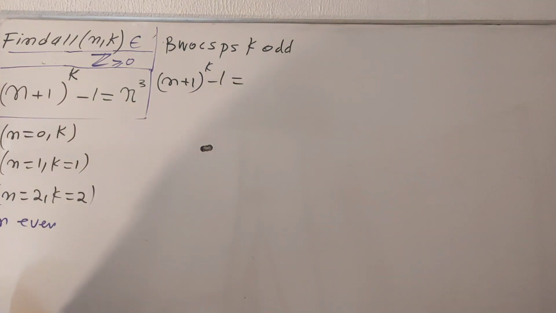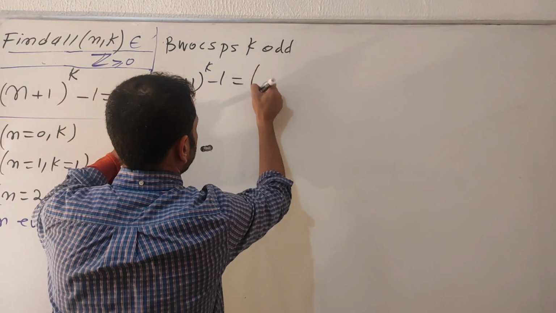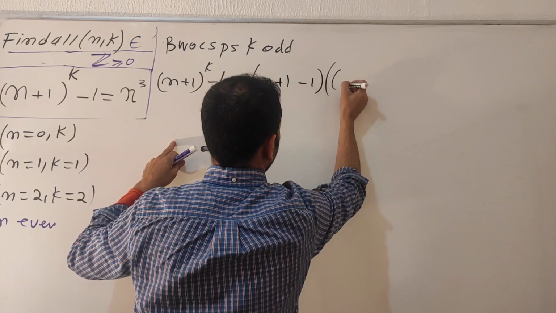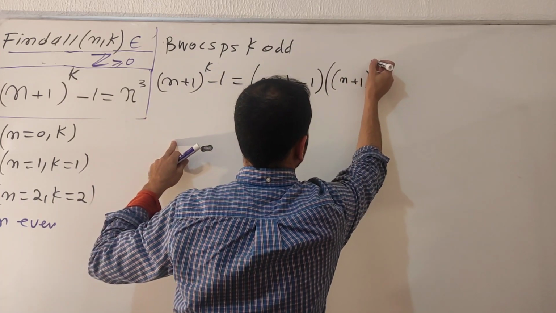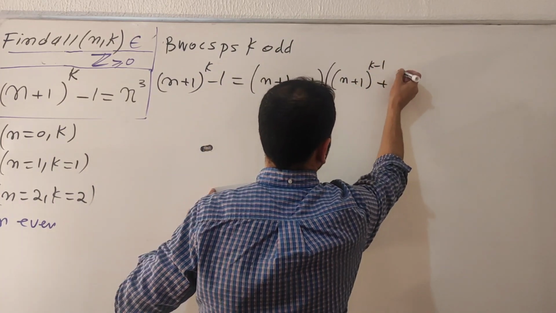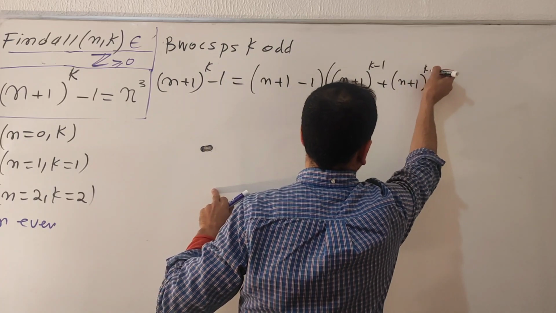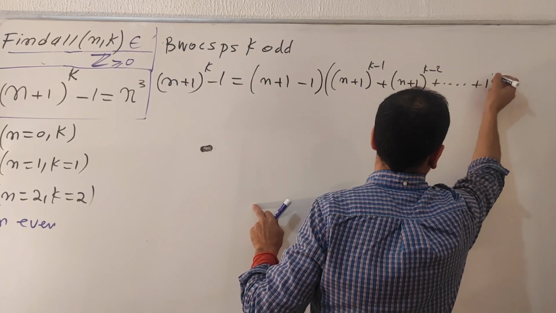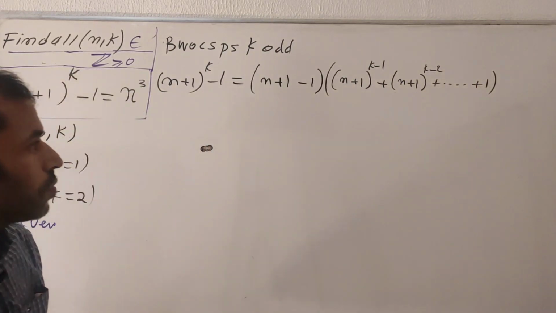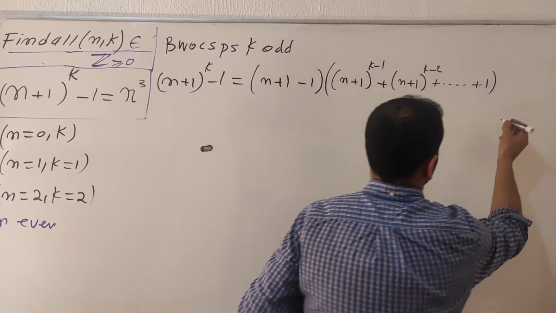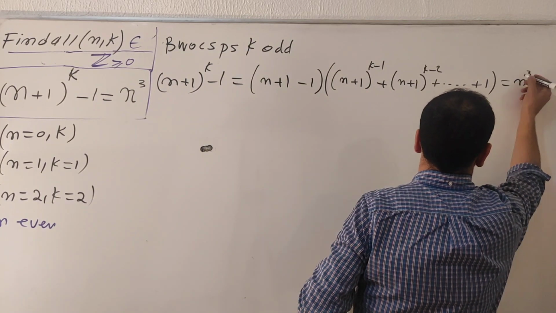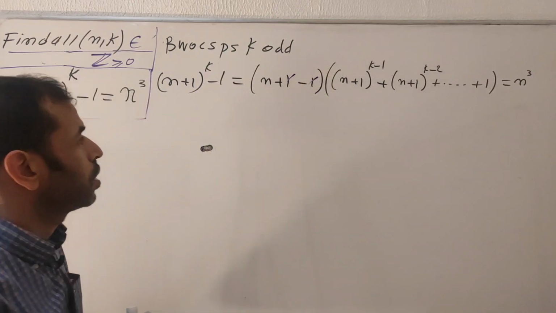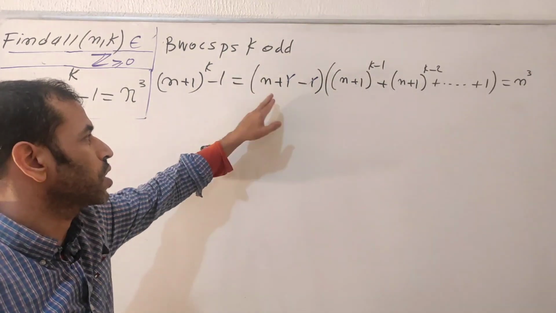So by continuing solving this, I get (n plus 1 minus 1) times ((n plus 1) to the k minus 1 plus (n plus 1) to the k minus 2, and this keeps going all the way down until you get 1 at the end). The whole thing equals n cubed. So we get 1 cancelled out, and also I'm going to divide both sides by n.